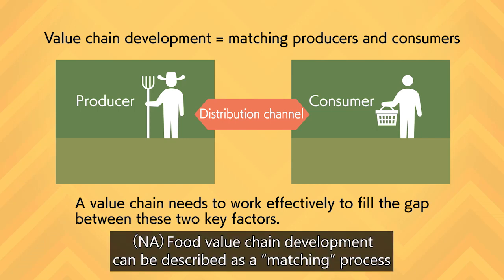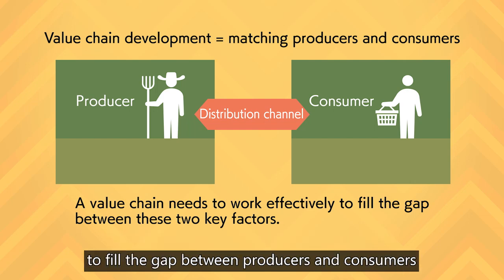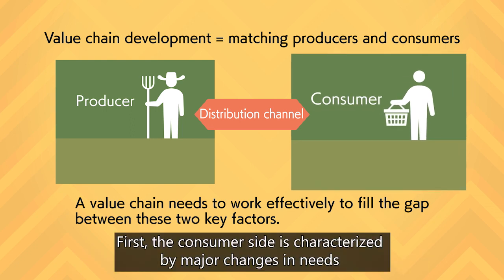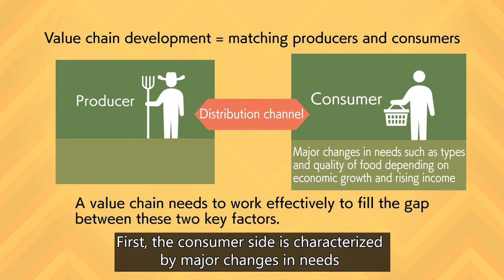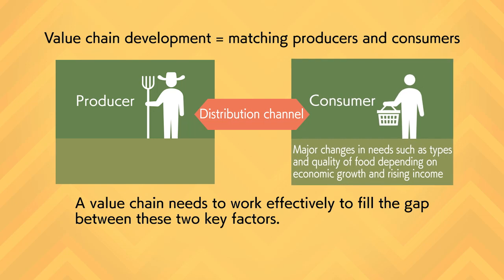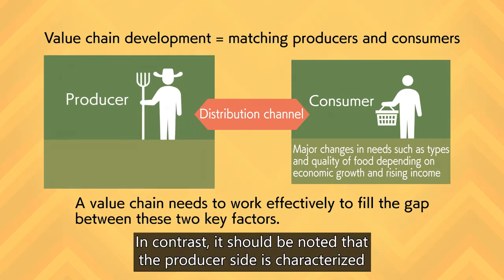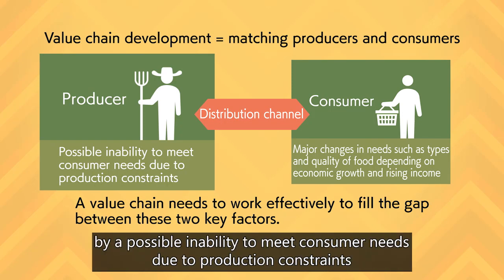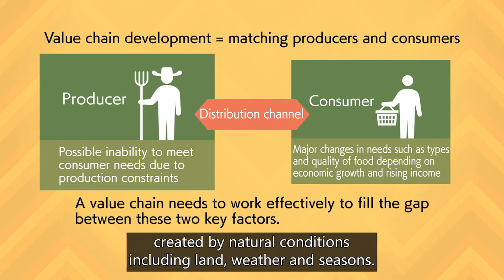Food value chain development can be described as a matching process to fill the gap between producers and consumers who have differing backgrounds and circumstances. First, the consumer side is characterized by major changes in needs, such as types of food and quality depending on economic growth and rising income. In contrast, it should be noted that the producer side is characterized by a possible inability to meet consumer needs due to production constraints created by natural conditions, including land, weather, and seasons.